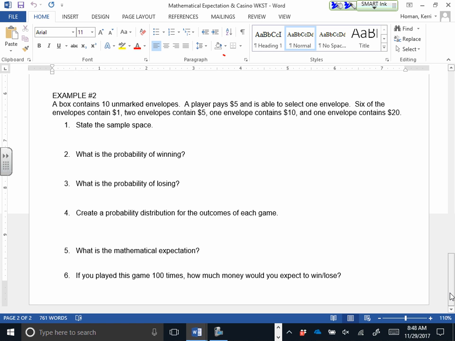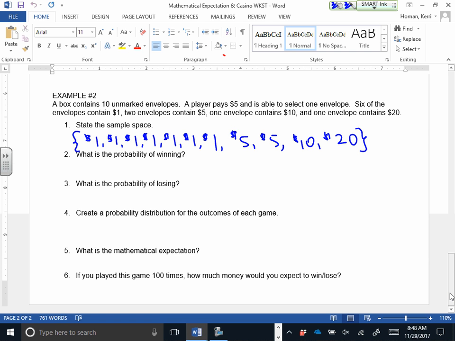Okay, some of you are already writing down your sample space. What is our sample space? 1, 5, 10, 20. How many ones do we have? 6. How many fives? We have 2 $5 envelopes and 1 $10 envelope, 1 $20 envelope.